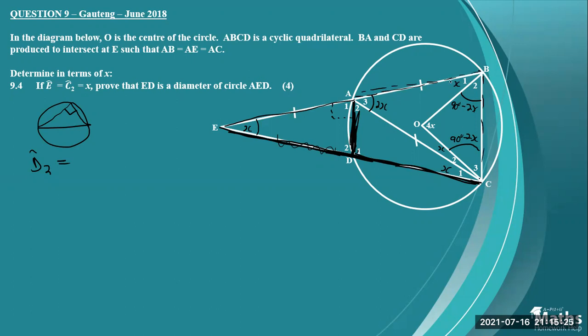So exterior angle of a triangle means D2 will be equal to angle B1 plus B2. That's equal to x plus 90 degrees minus 2x. Reason, exterior angle of a cyclic quad. And that then will be equal to 90 degrees minus x. And let's fill it in. So D2 will be equal to 90 degrees minus x.